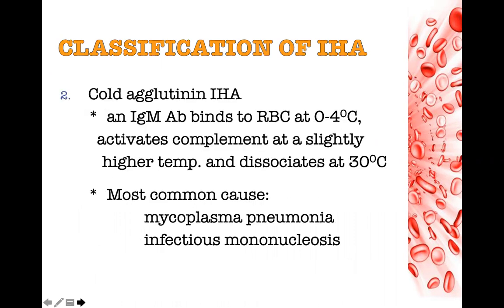For your cold agglutinin immune hemolytic anemia, this time it's an IgM that binds to RBC at 0 to 4 degrees, which activates the complement at a slightly higher temperature, but it will dissociate at 30 degrees. The most common cause of the production of cold agglutinins would be Mycoplasma pneumonia infection and infectious mononucleosis.